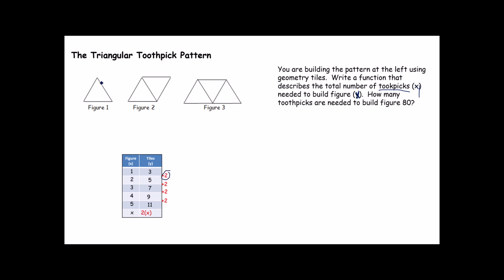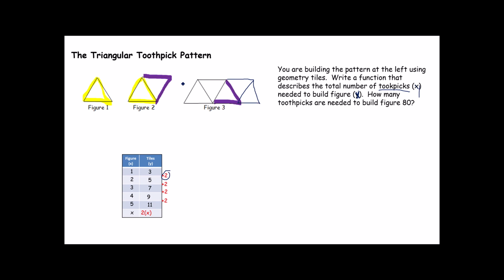In fact, you can see that if figure 1 is these 3, 1, 2, 3, to build figure 2, I actually have to add on 2 more, 1, 2. And if I compare figure 2 to figure 3, what I add on is 1, 2. Every time my figure gets bigger, I'm going to add 1, 2. I could draw figure 4 by adding 1, 2. I could draw figure 5 by adding 1, 2.